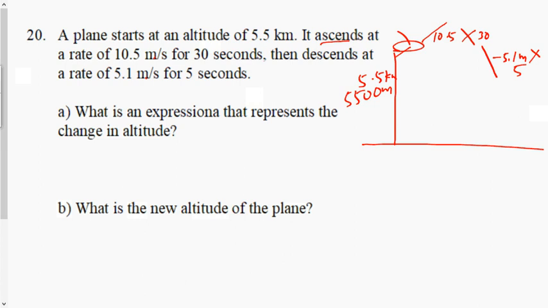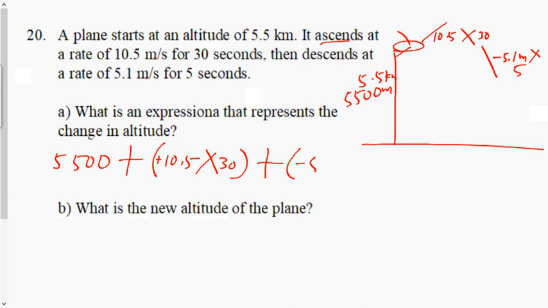So if we write that as an expression, it's going to be 5,500 meters or 5.5 kilometers. We don't need our m there because it's mathematics. We don't need that. We're dealing with meters. Plus, in brackets, if you want, 10.5 or a positive 10.5 going up 10.5 for 30 seconds per second. Plus, it's going to be going down for 5 seconds. So there's our expression that represents all of the integer changes.